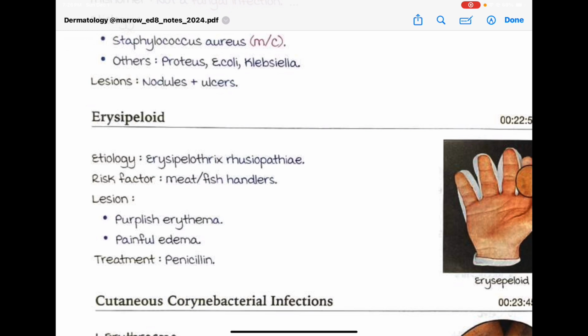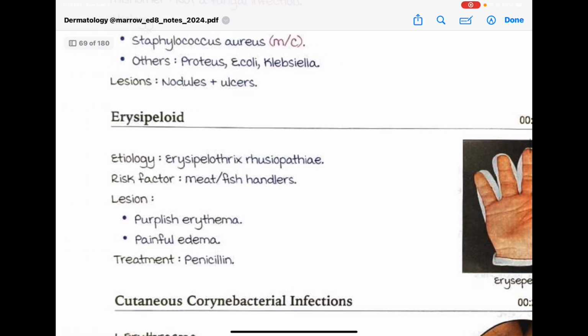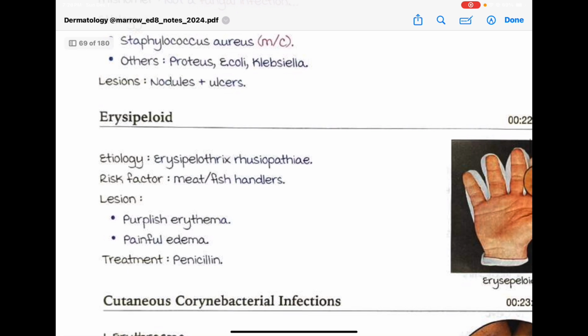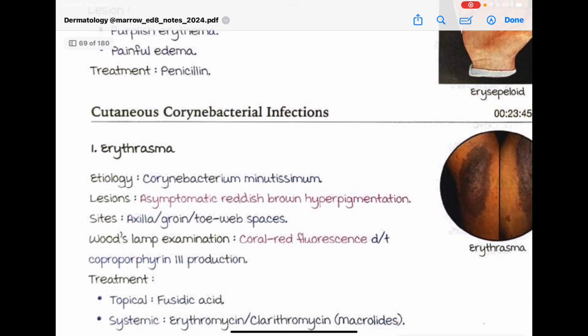Erysipeloid. Etiology: Erysipelothrix rhusiopathiae. Here is an erysipeloid. Risk factor: meat, fish handler. Lesion: purplish erythema, painful edema. Treatment: penicillin.